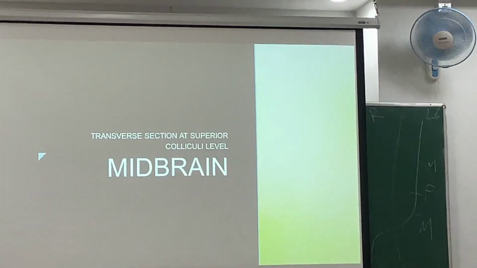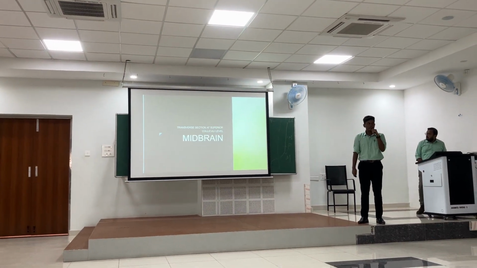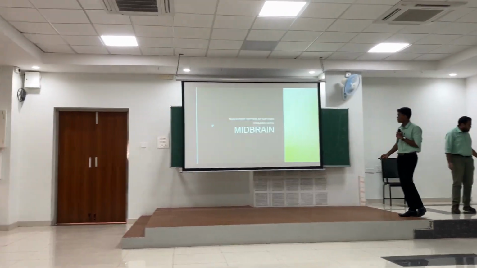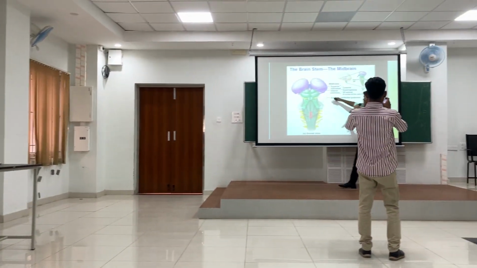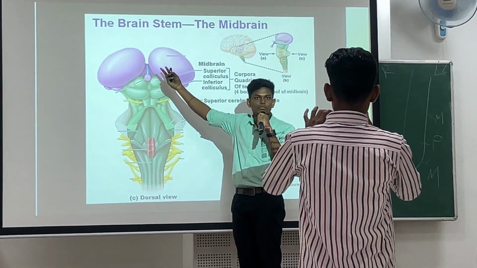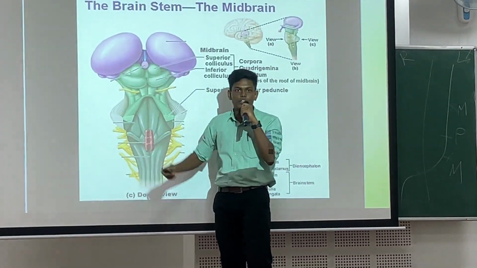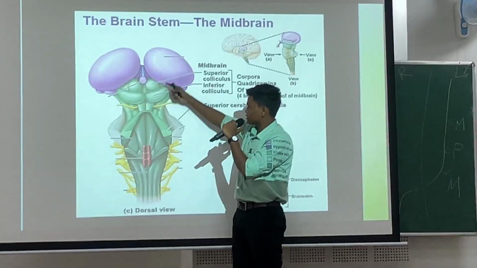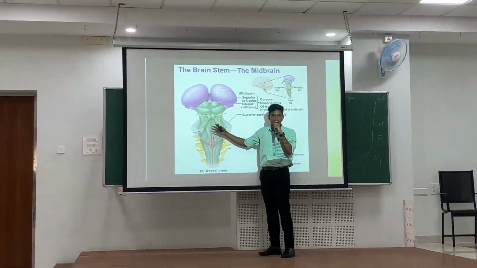Today I will be talking about the midbrain, particularly the section at the superior collicular level. So we will go with whatever we know about it now. What are these two structures? Can anyone help me find out what it is? Thalamus. Okay. So if this is the thalamus, the structure below it is the brainstem.